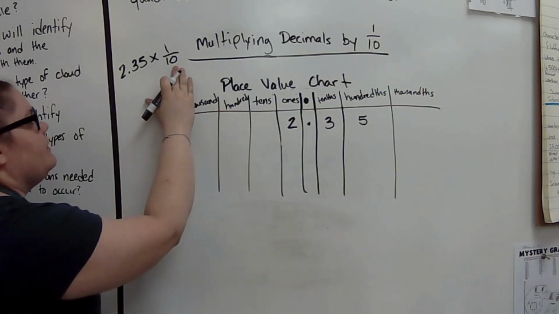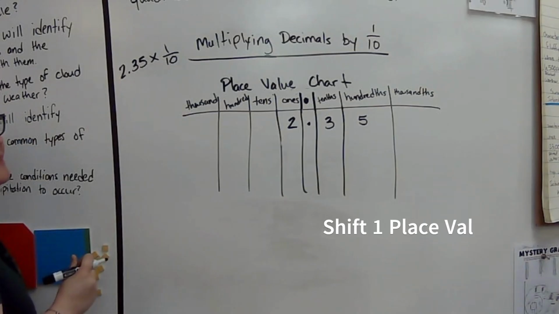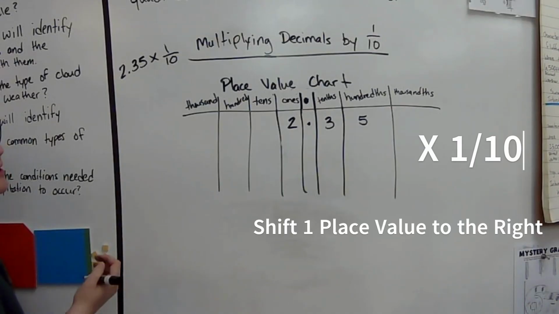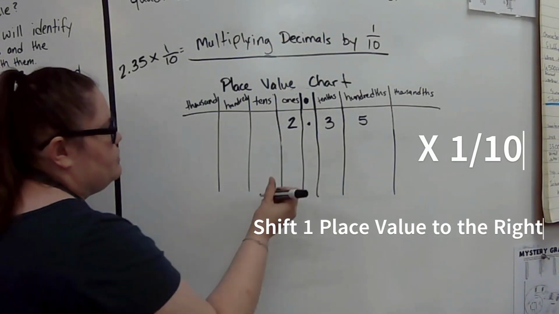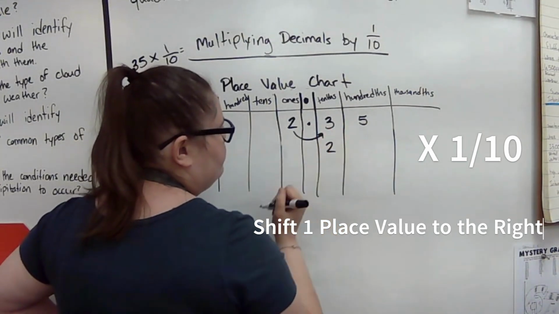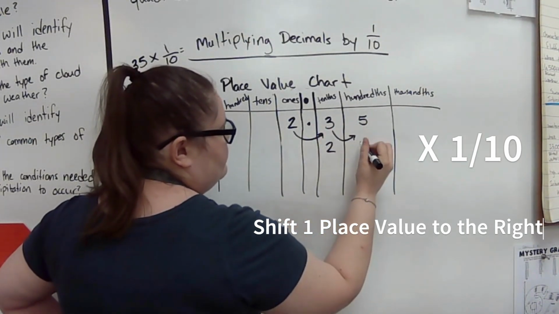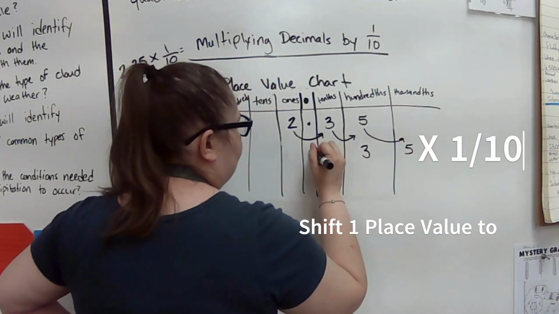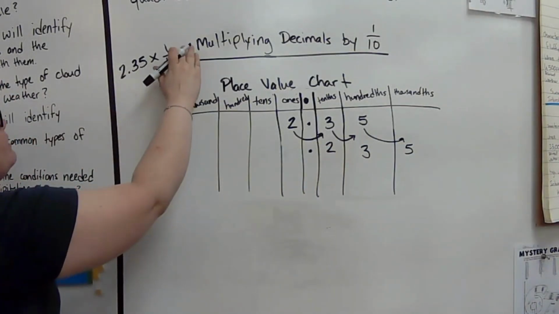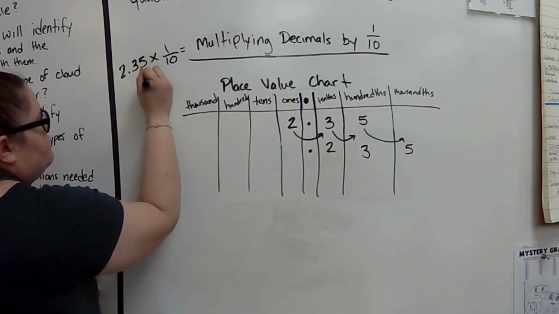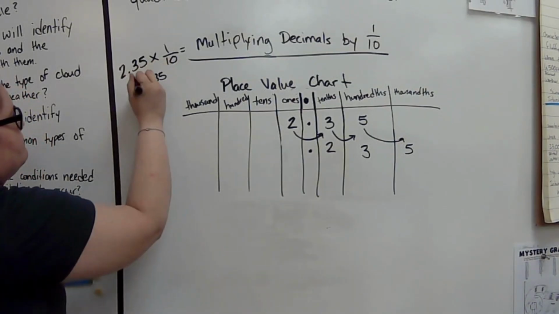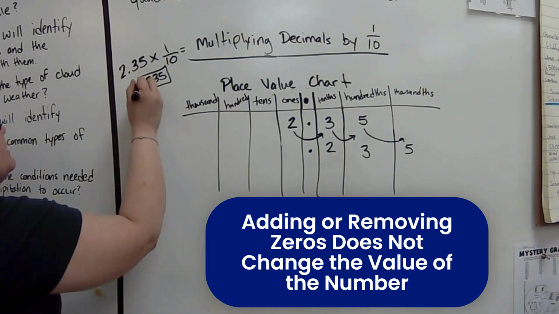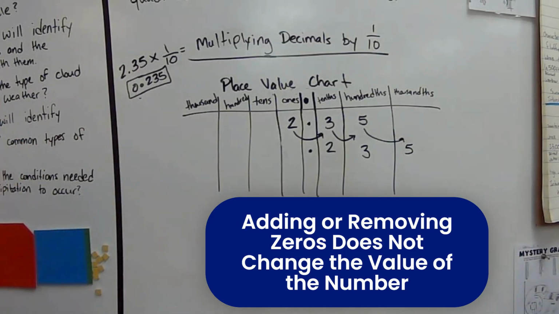1/10 is smaller than 1. So I know that my number is going to decrease in value. Since I'm decreasing, I need to move my numbers down. I'm going to move my 2 from the ones to the tenths. I'm going to move my 3 tenths to the hundredths and the 5 hundredths to the thousandths. So 2 and 35 hundredths times 1/10 equals 235 thousandths. You could also place a 0 up here, which is how you'll probably see it most often.